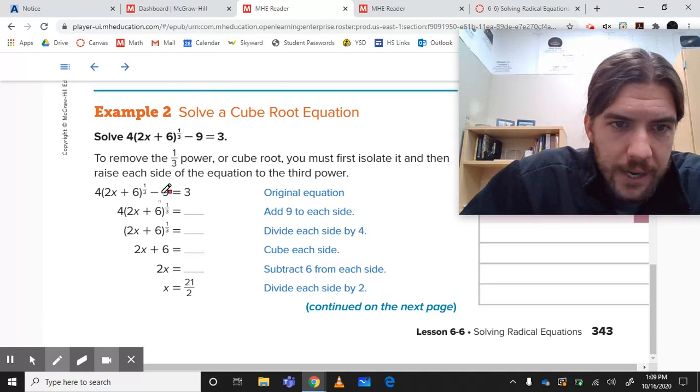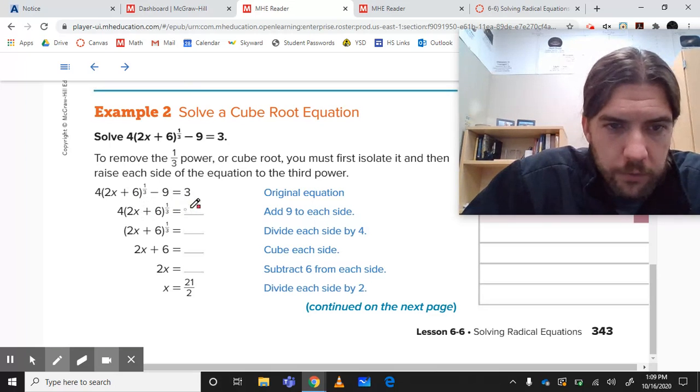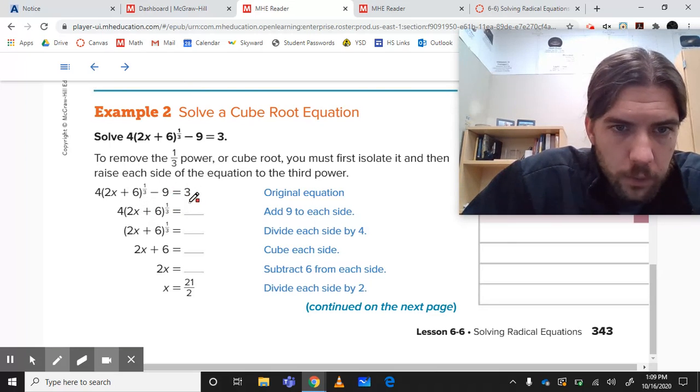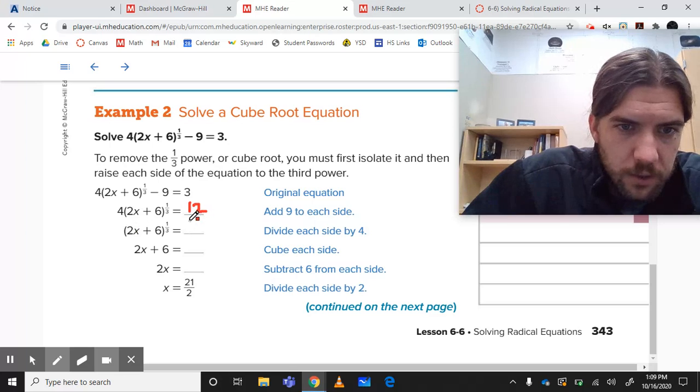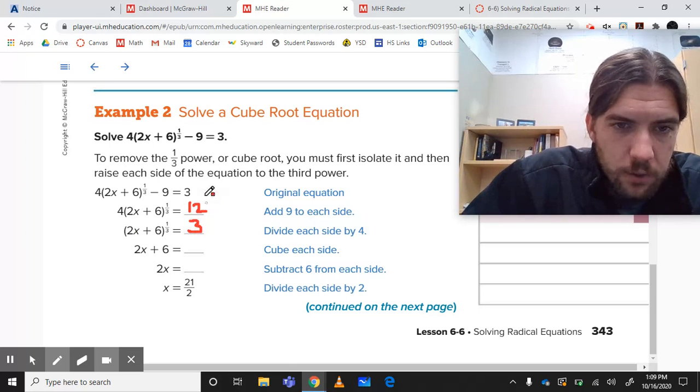So we want to add 9 to both sides. We want to isolate everything that is closest to our variable, so get rid of that 9. We end up with 12 over here. We want to divide both sides by 4 so that we just get the quantity by itself, not 4 iterations of that quantity. So the right side goes down to 3 divided by 4.